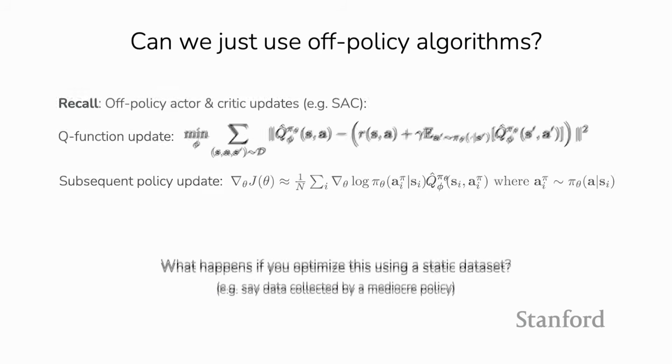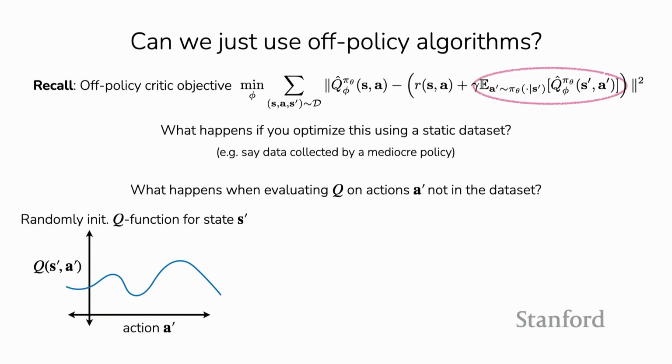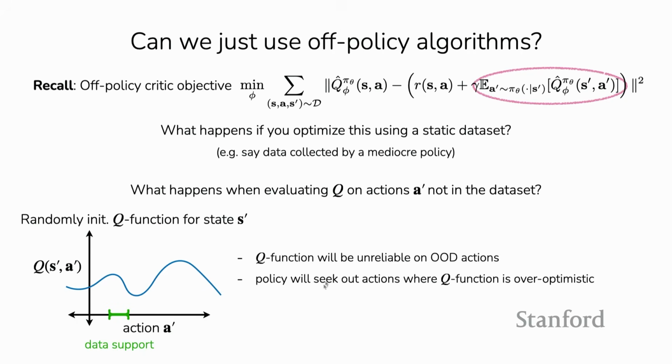So on the slides, we have this term right here. When you evaluate this Q function on A prime that's not in the data set, if you have some randomly initialized Q function for that state, and your data support only covers part of that, then on the out of distribution actions, your Q function will be unreliable. And then when you do your policy update, that's going to seek out actions where the Q function is over optimistic. And then after the policy update, these Q values will be overestimated because now you're going to keep on reinforcing that that was good behavior, even when it's not in your data.